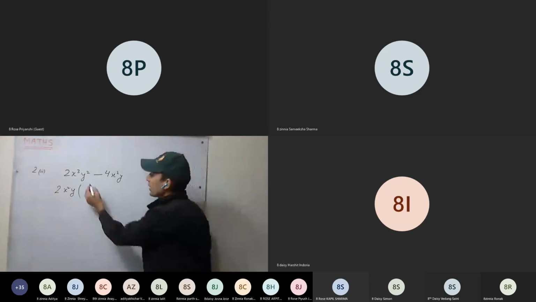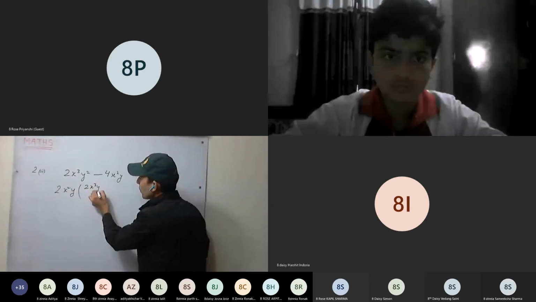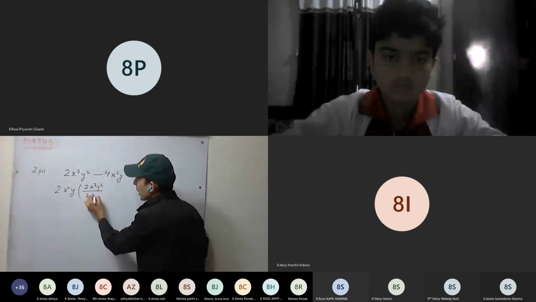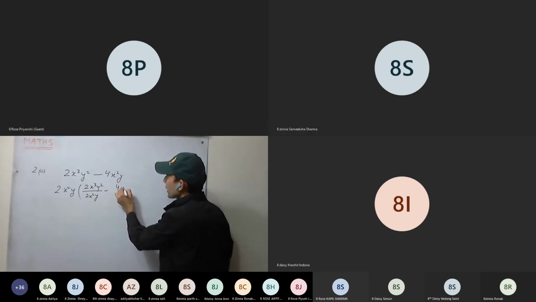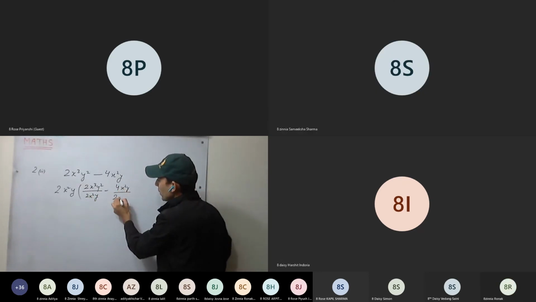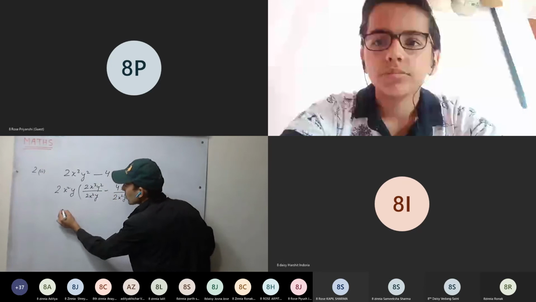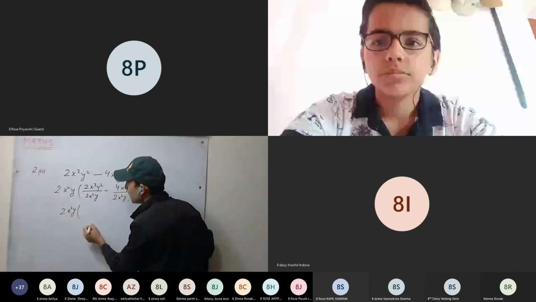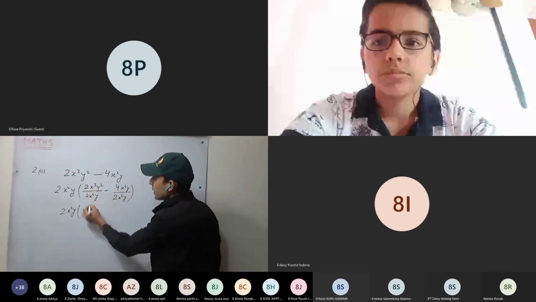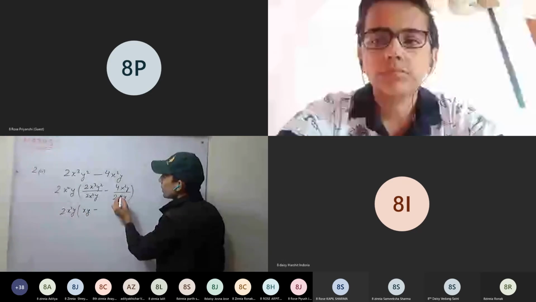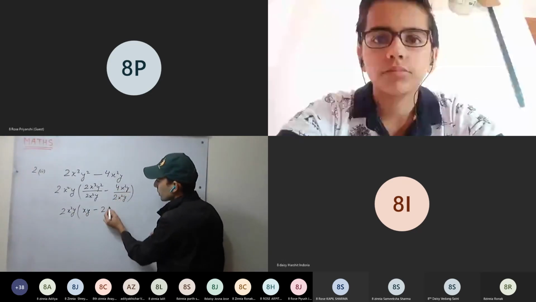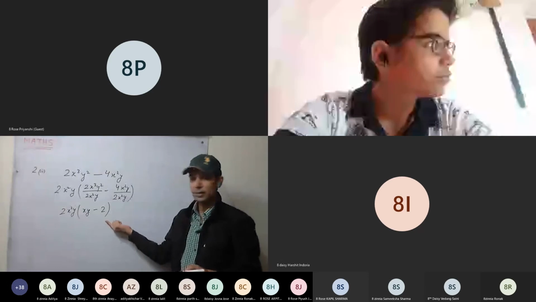Either you divide it now: 2x cube y square divided by 2x square y, minus 4x square y divided by 2x square y. So what will come after cancelling? x y minus, here, 2. So this will be the answer.